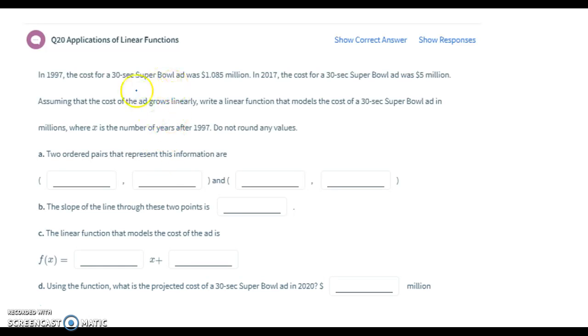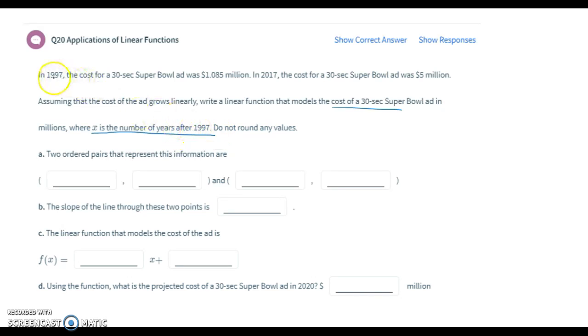A very similar problem is from the actual exercise set. It's question 20. In 1997, the cost for a 30-second Super Bowl ad was $1.085 million. In 2017, the cost for a 30-second ad was $5 million. Assuming that the cost grows linearly, write a function that models the cost of a 30-second ad in millions, where X is the number of years after 1997.